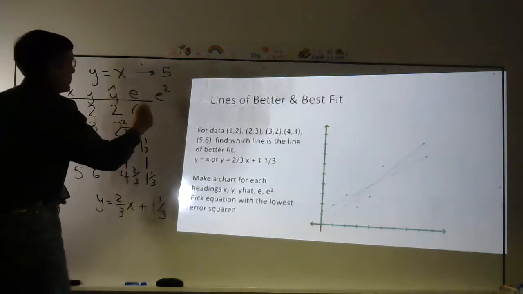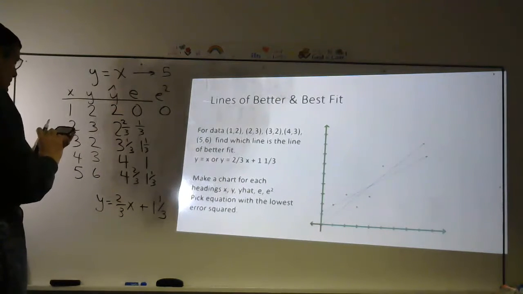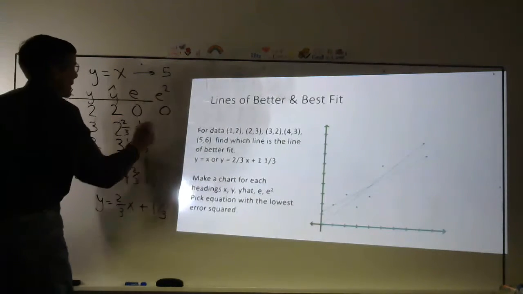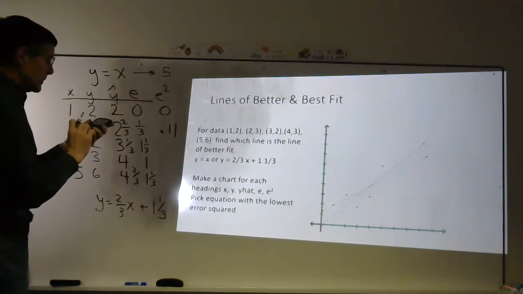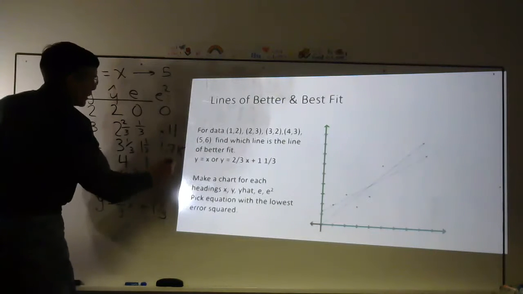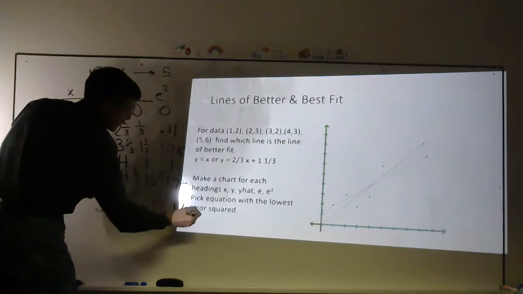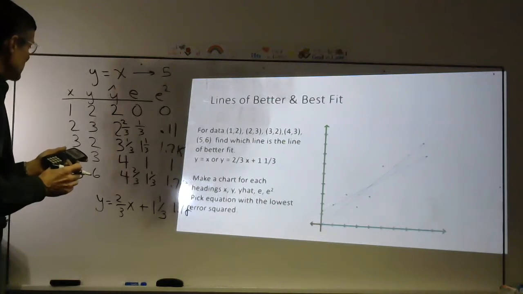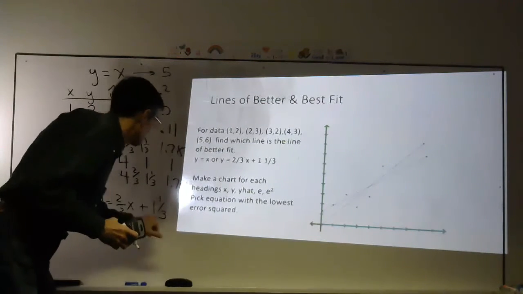Okay, 0 squared is 0. 1/3 squared, let me try that again, I get 0.11. For 1 1/3 squared, I get 1.78. For 1 squared is 1. 1 1/3 is 1.78. 1 1/3 is 1.78. Okay? Add those all up, and I get, wait a second. What did I do? I have an extra one here. Sorry. I was looking at that.